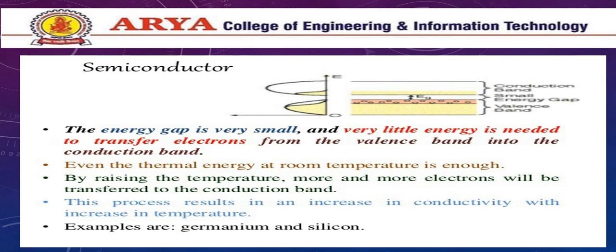The energy gap is very small and very little energy is needed to transfer electrons from the valence band into the conduction band. Even the thermal energy at room temperature is enough. By raising the temperature, more and more electrons will be transferred to the conduction band.